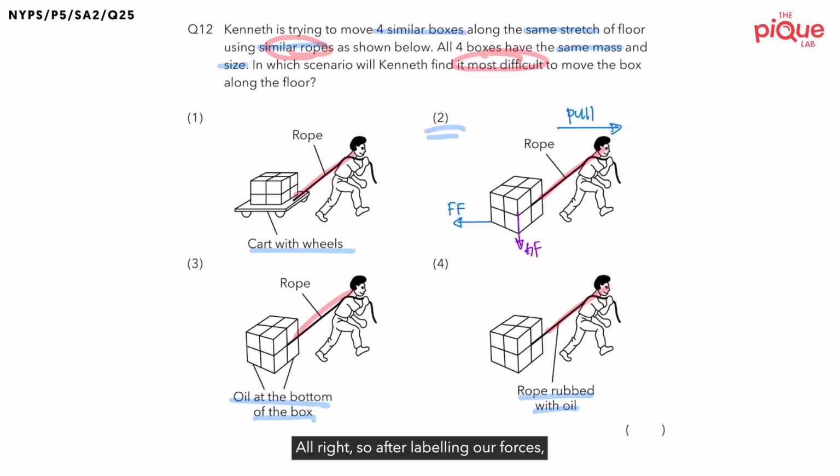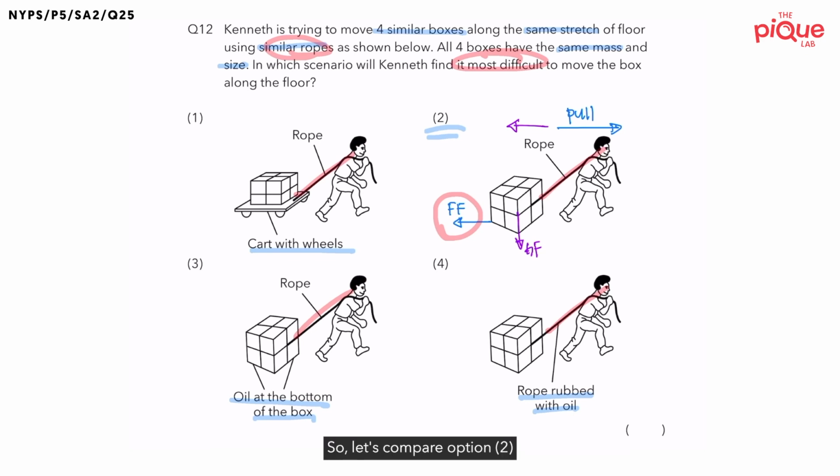Alright, so after labeling our forces, we have to figure out what might cause Kenneth to find it difficult to pull the box. So since Kenneth is pulling the box to the right, for him to find it difficult to pull the box, there must be a force that is holding him back like this. Alright, so which force would that be? Would that be frictional force or gravitational force? We know that would be frictional force. Frictional force is causing him to find it difficult to pull the box to the right. Alright, so when we compare option 2 with other options, we know that we are looking at frictional force.